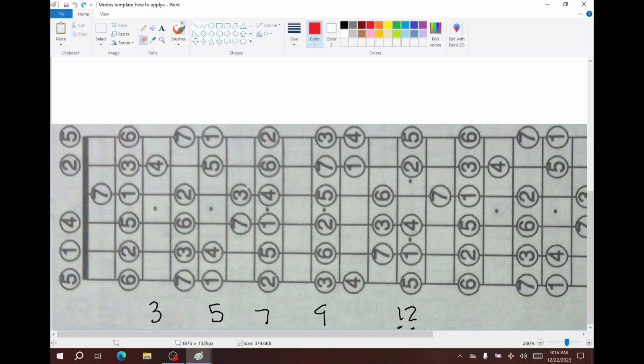If it's a 1 and you're playing in C major here.